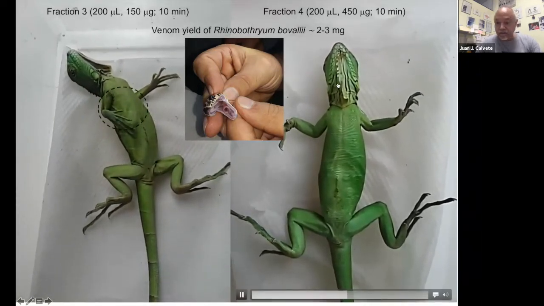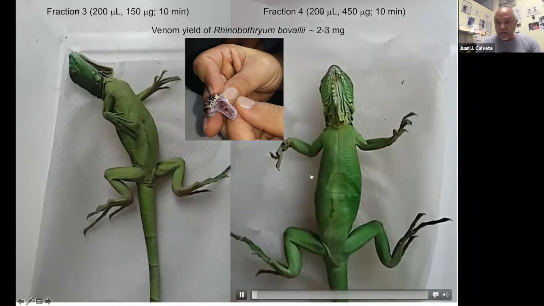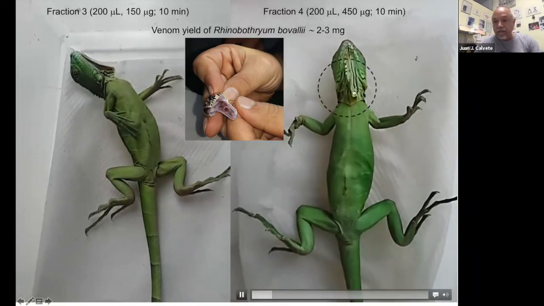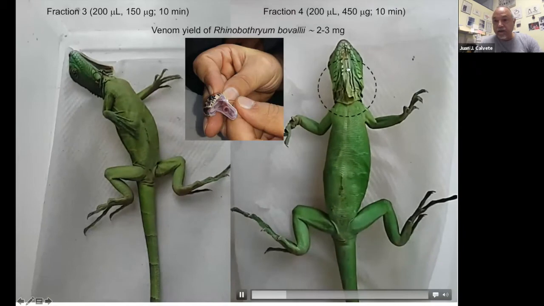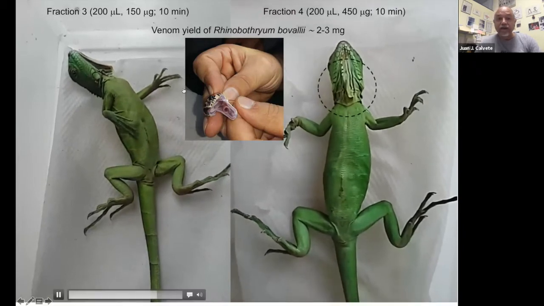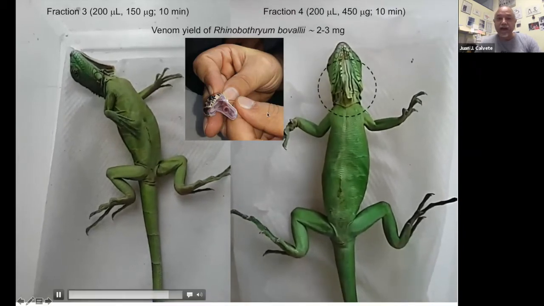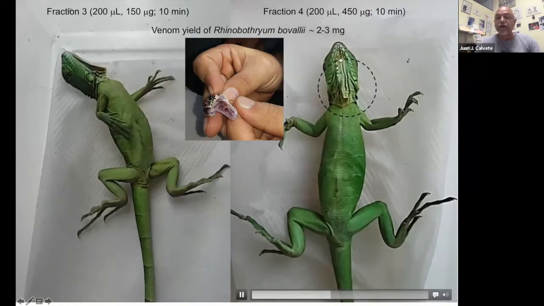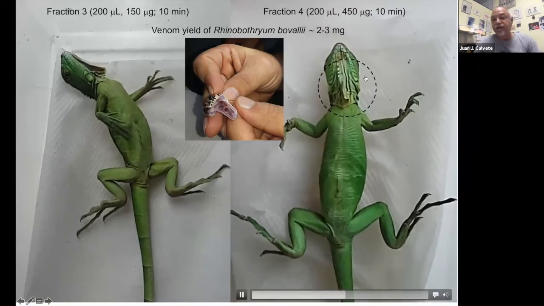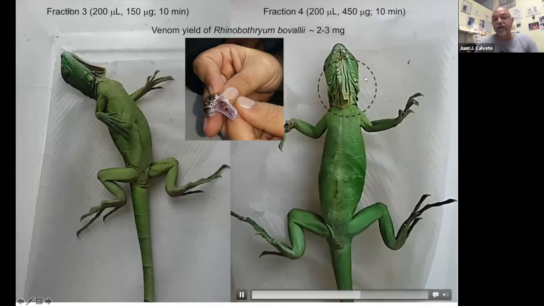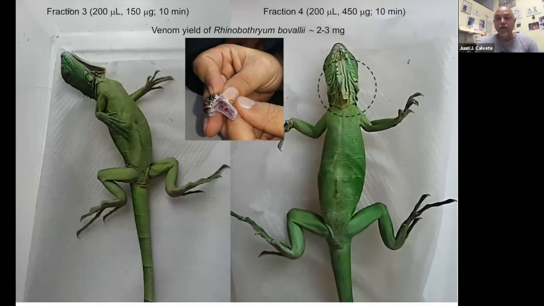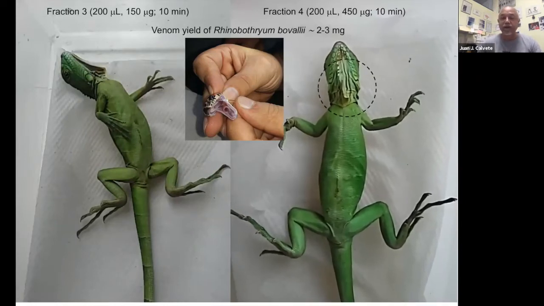And here you will also see the iguana, the immobilized iguana, breathing, but in a different manner, here with the lungs and here with the throat. And so this means that different toxins also have different immobilization effects on the same prey.